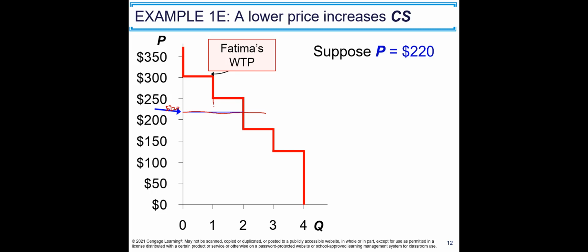We can divide this area into two. This is one here, you can see. One rectangle, and there is one rectangle here too. Let's calculate area 1. For area 1, I need the height, which is 300 minus 220, 80. And the width is 1. Therefore, the first area is 80.